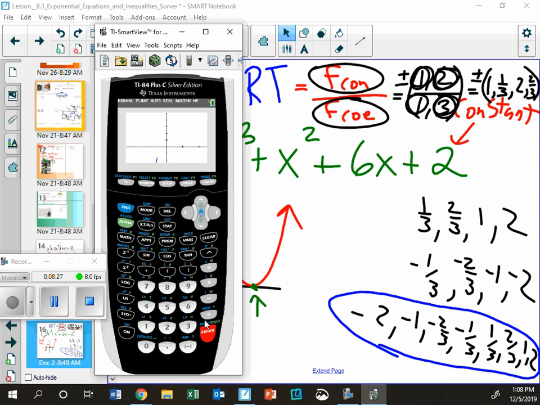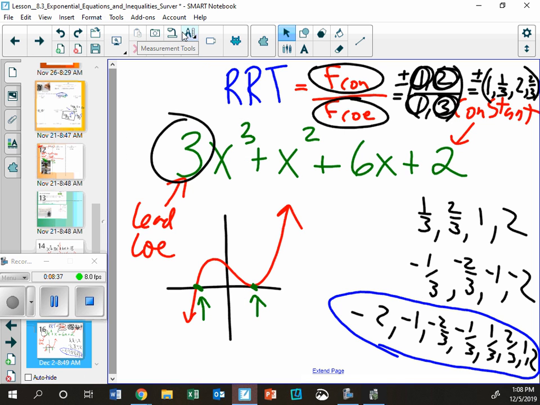And do you think that's negative 1/3 or negative 2/3? Negative 1/3. Now I'll show you how to actually use synthetic now that we know which one it is. But do you get that's nice? You didn't have to check 8 things. Yes?